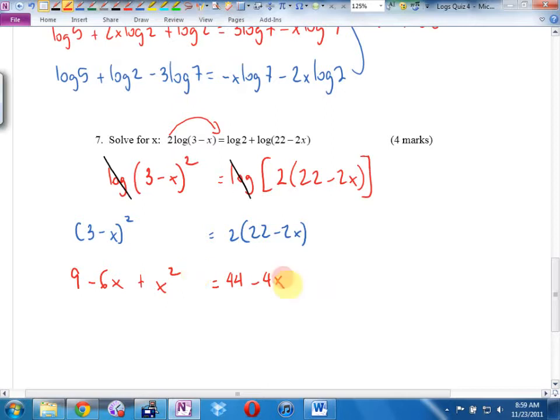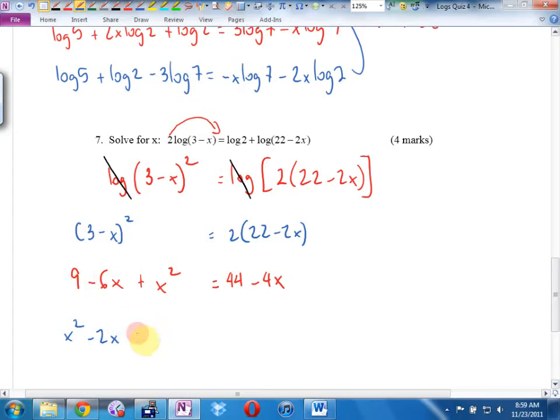I'll plus 4x to both sides. That gives me a minus 2x. I'll minus 44 from both sides. Yeesh. 9 take away 44 is... You get minus 35?